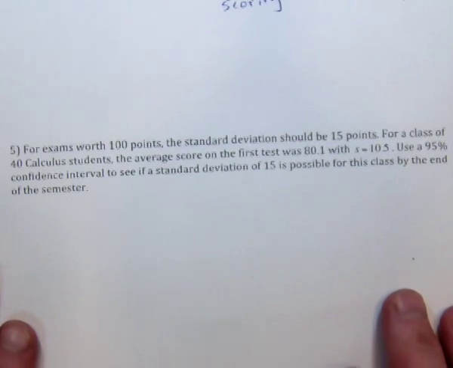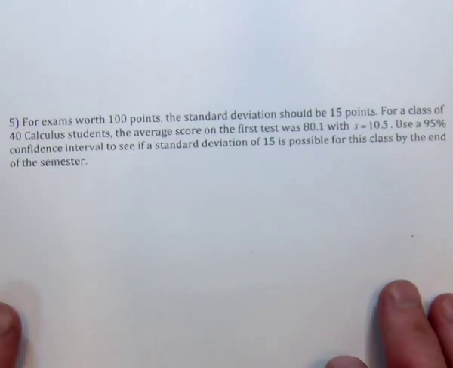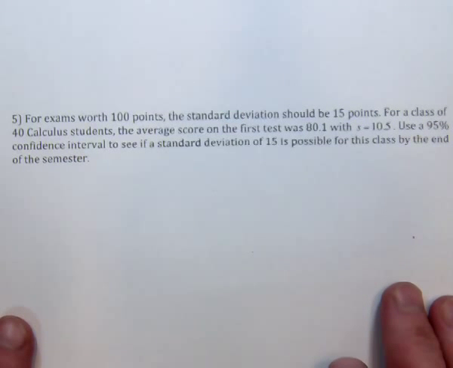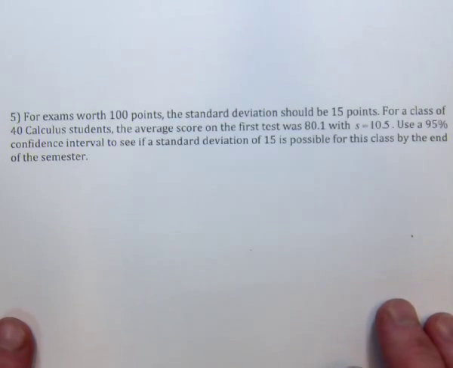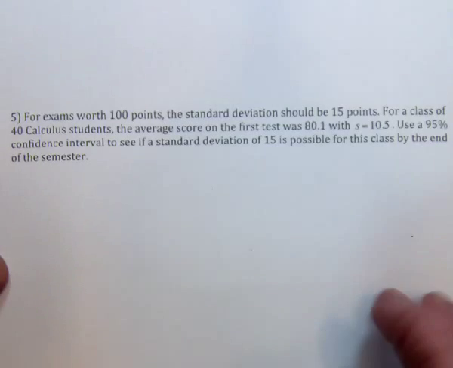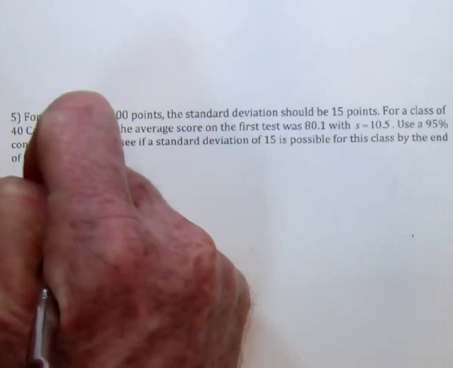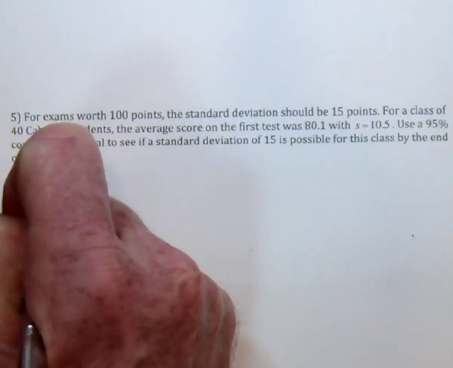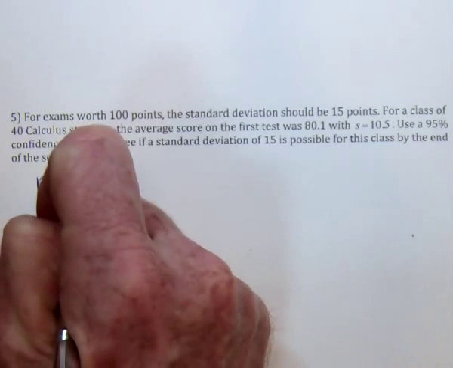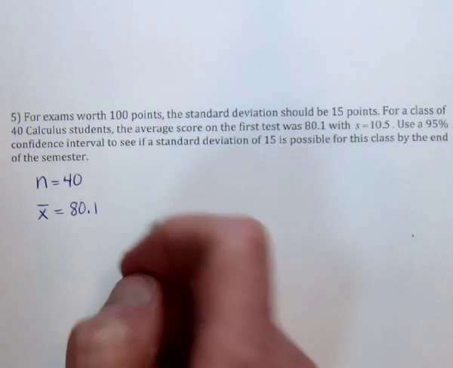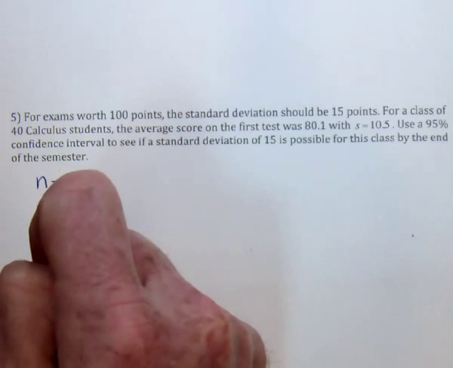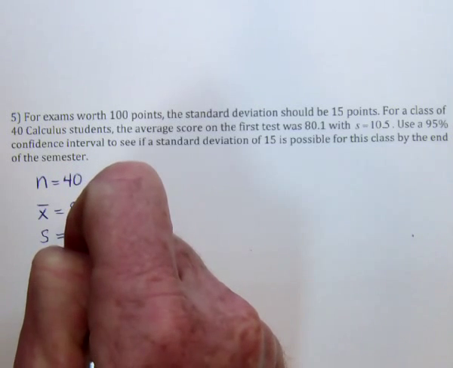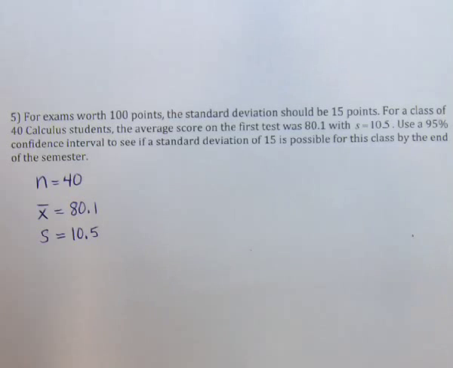So when an exam has 100 points, the standard deviation should be 15. But I had this superb calculus class last semester. The first test, 40 people. The average, a phenomenal 80.1 for the first test. Standard deviation, sort of small. Should be 15. So then make a confidence interval about the standard deviation.